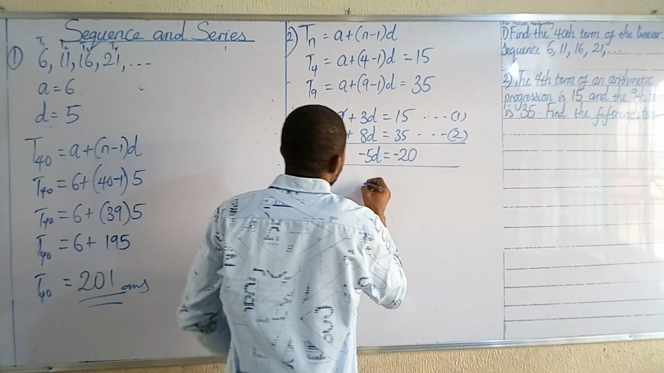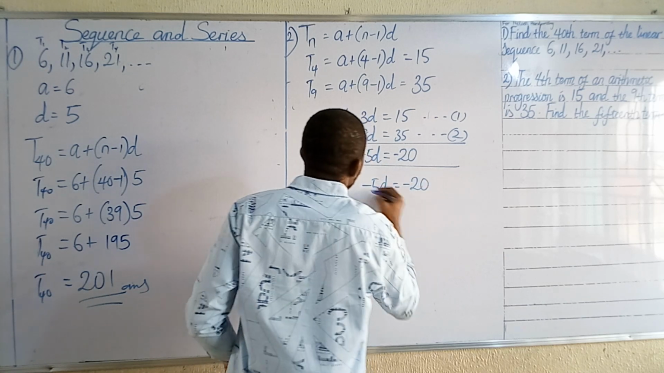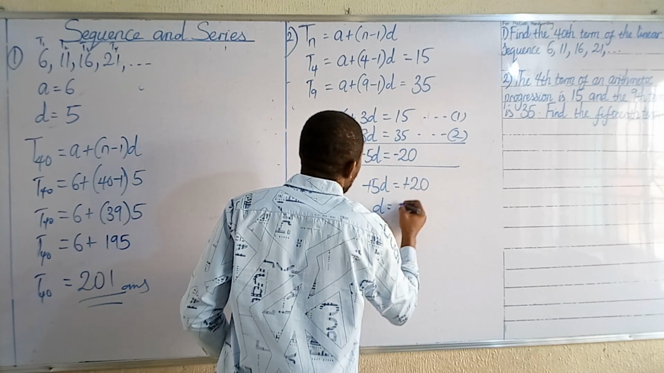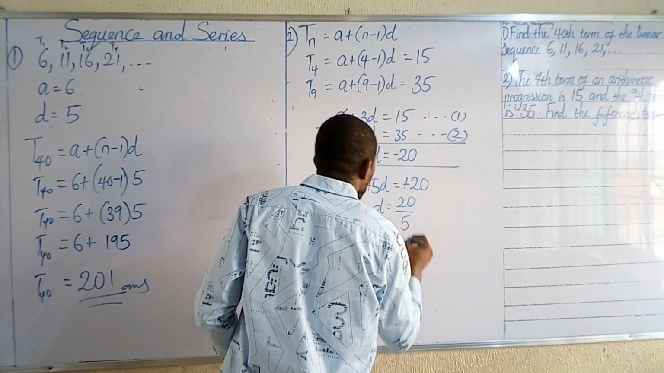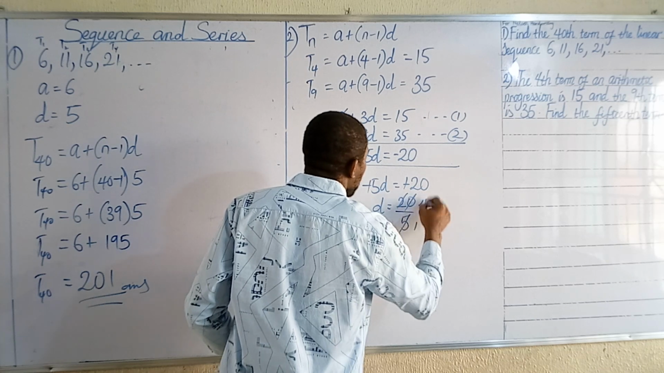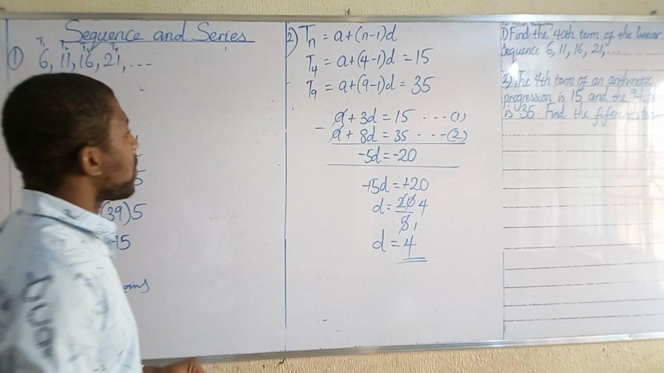Let me write it out. Minus 5d equals minus 20. Minus cancels minus. d is equal to 20 divided by 5. So d is equal to 4, since 5 in 20 is 4. So the common difference is 4. We have gotten our common difference.